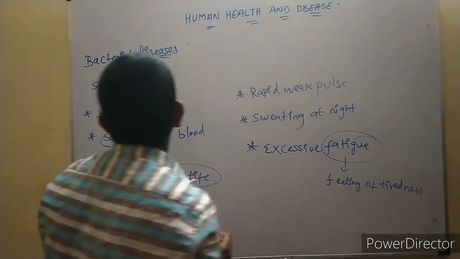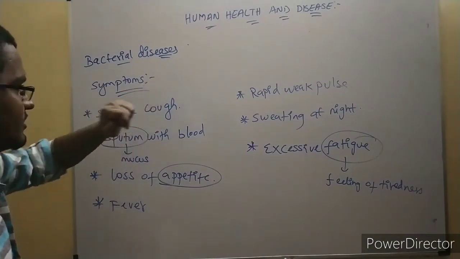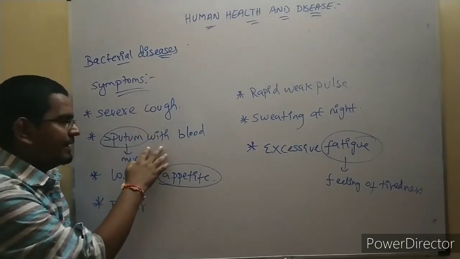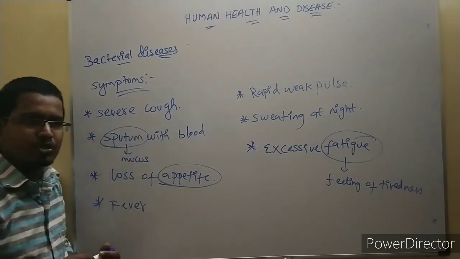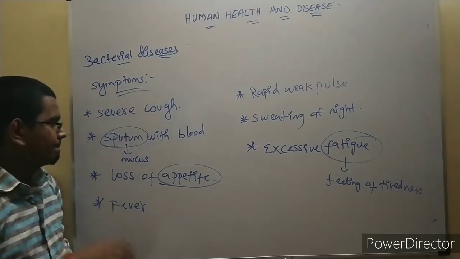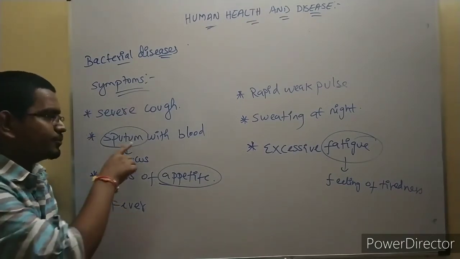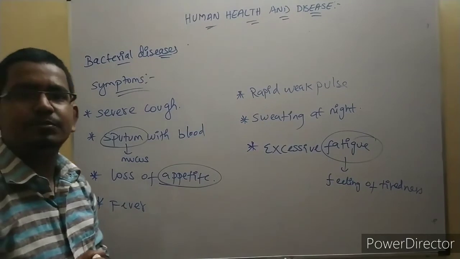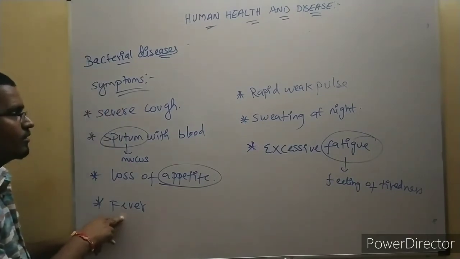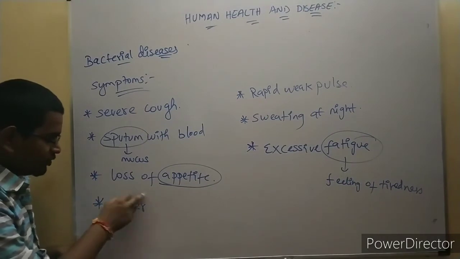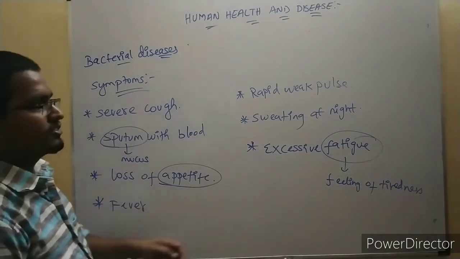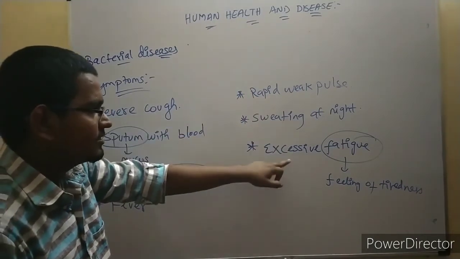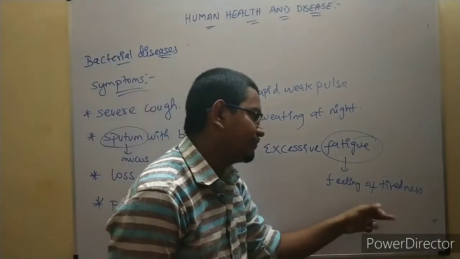So these are the symptoms of tuberculosis or Koch's disease. Severe cough will be there, and sputum may come with blood. The mucus you secrete due to cough, that sputum along with blood will come out. Third is loss of appetite, your hunger may decrease. Fourth is fever. I already told you, in most diseases we see fever as one of the symptoms. And rapid weak pulse, sweating at night, and excessive fatigue. Fatigue means feeling of tiredness.